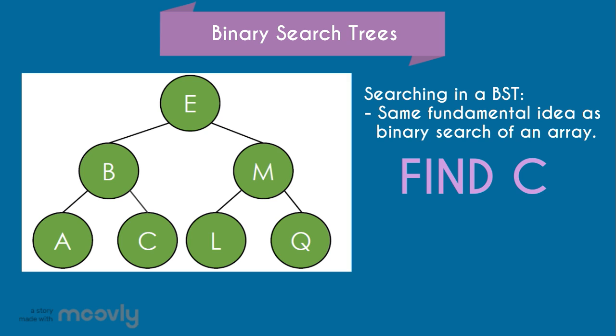I'm going to look at B and compare B to C. Are they the same? They're not. B is less than C. So I now need to look at the right subtree of B. And now I'm going to look at C. So in other words, in node C, we are going to ask, is C equal to C? It is, so we found it. We're done. All we have to do is return true or return the node, depending on what we're doing with the search. We found this binary search tree contains the element C.